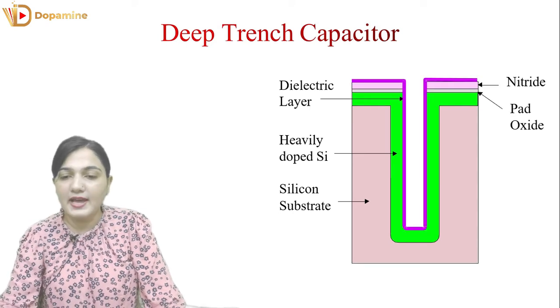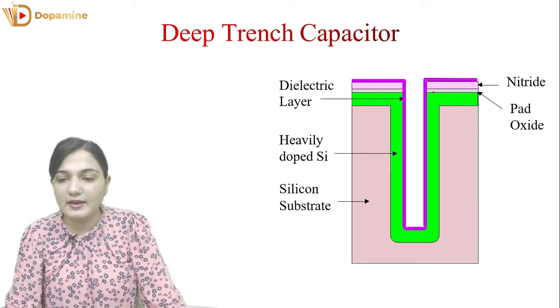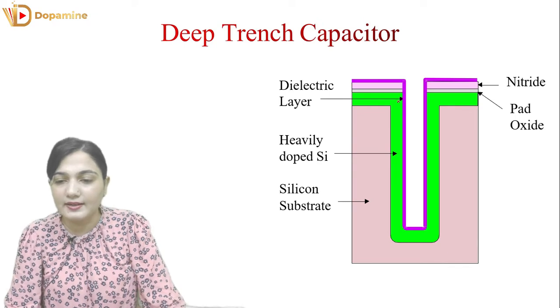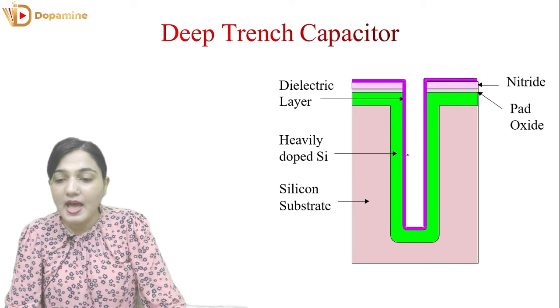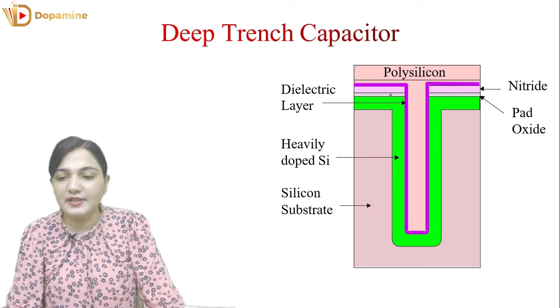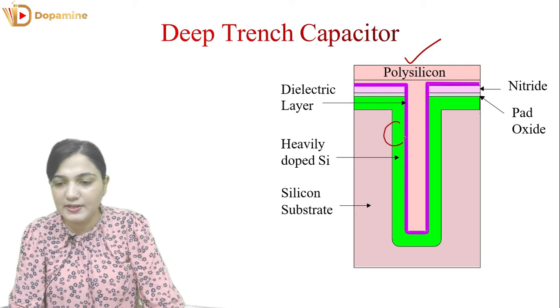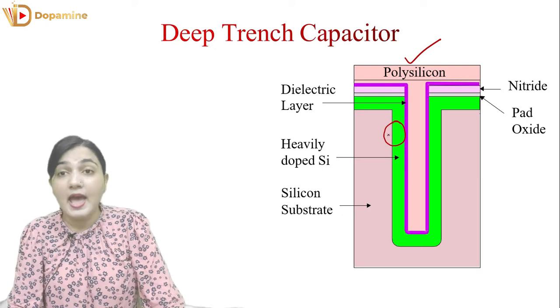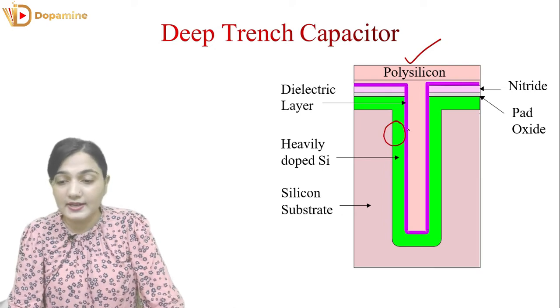After that, we are going to put a dielectric layer again, right? This dielectric layer is formed over the nitride layer and also over this heavily doped silicon surface, right? After that, we can fill this trench with polysilicon, and now you can see this is heavily doped silicon which will act as a capacitor, as a conductor, and this is again a heavily doped silicon which is again a conductor.